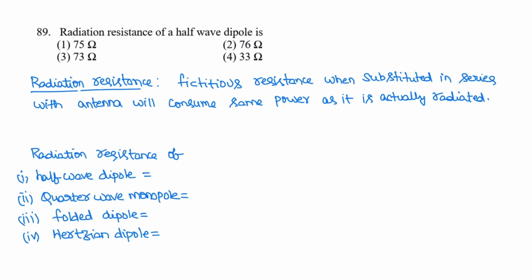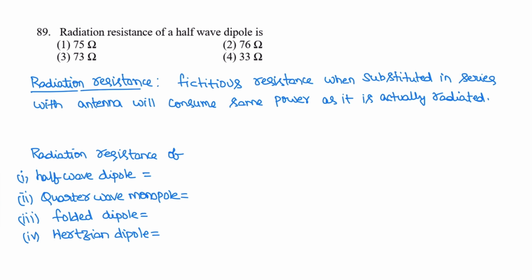Next question: the radiation resistance of a half wave dipole. First let us see the definition of radiation resistance. Radiation resistance is a fictitious resistance which, when substituted in series with the antenna, will consume the same power as is actually radiated. It can also be said that radiation resistance is a fictitious resistance whose power consumption is equivalent to the power radiated. Or radiation resistance gives a relation between total energy radiated from the transmitting antenna and current flowing through the antenna. These are the various definitions related to radiation resistance.